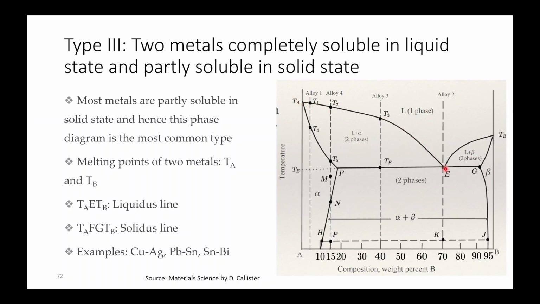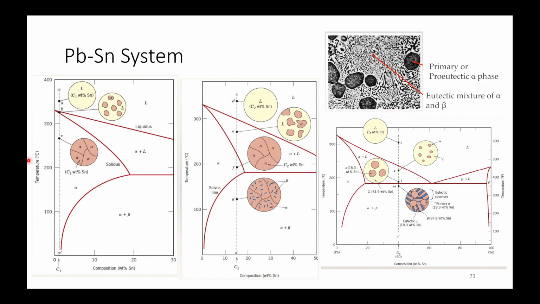your liquidus line will be TA, E and TB, and your solidus line will be TA, F, E, G and TB. Examples of these are copper-silver, lead-tin and tin-bismuth. This is the lead-tin system. This is how the solidification will be seen in these.